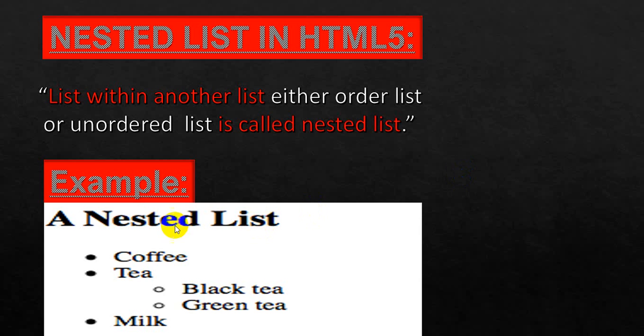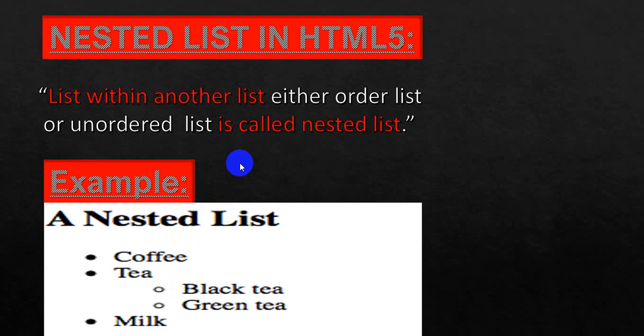Okay, so this is a list we can see. Initially we have a list like coffee, tea, and one more item called milk, one by one. Now inside that, we have added two more items inside the tea, that is black tea and green tea. This is a sub item of tea. So now there is a nested list. This is called a nested list.